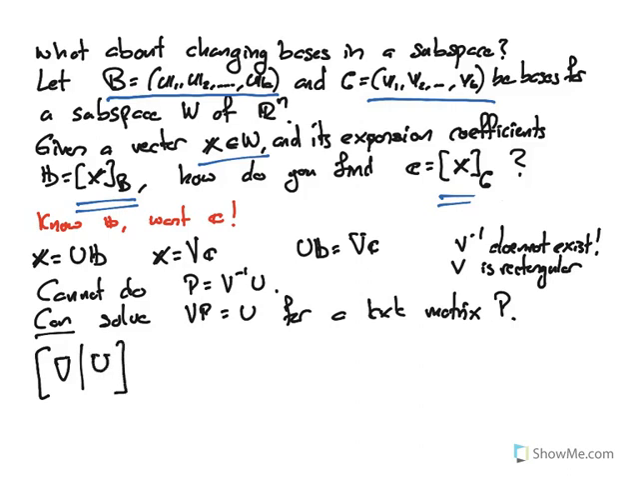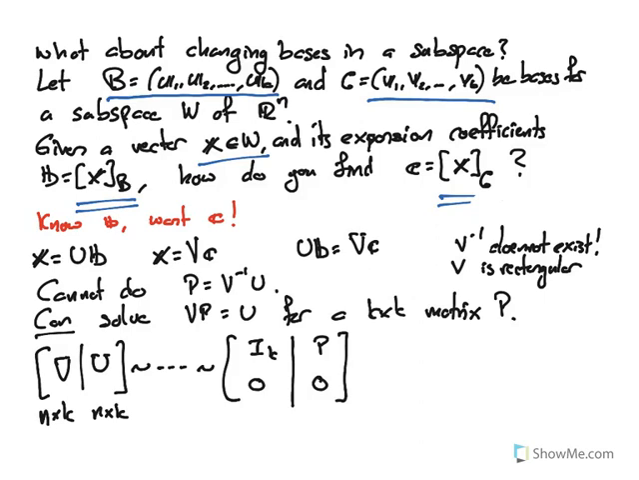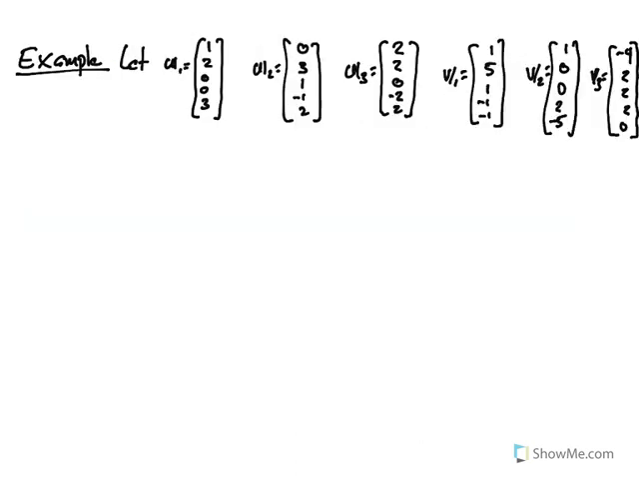You form this extended matrix, so this is an n by k matrix, and that is also an n by k matrix. And then you start doing row operations, and you will end up with the k by k identity matrix, and then all zeros. And over here you will get the k by k P matrix, and then all zeros. And then you just read off P. So again, I think this will become much more clear if we do a specific example.